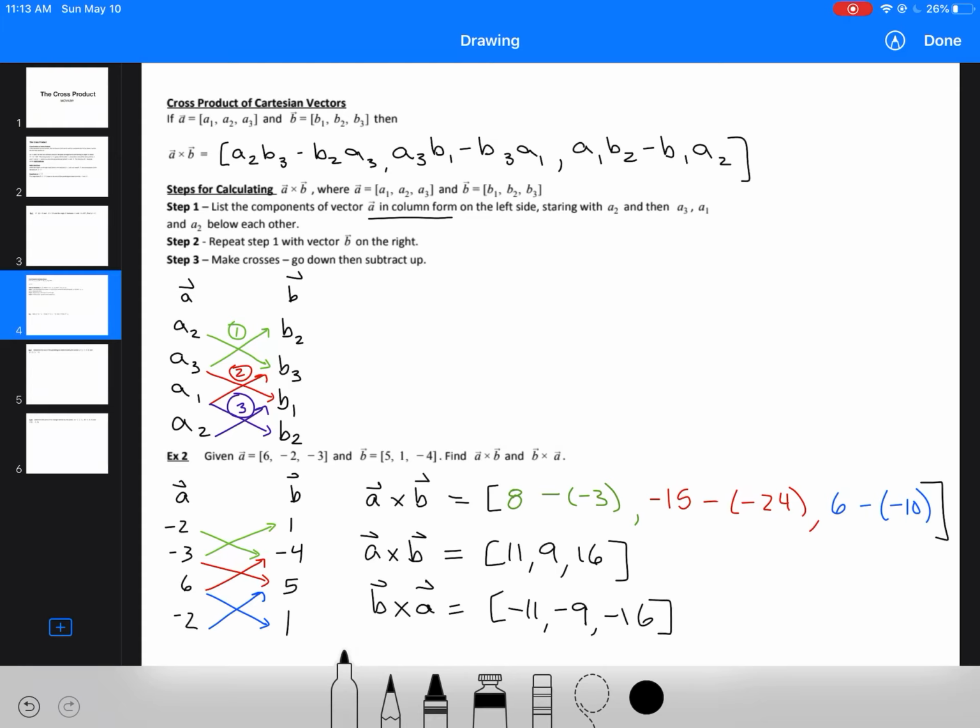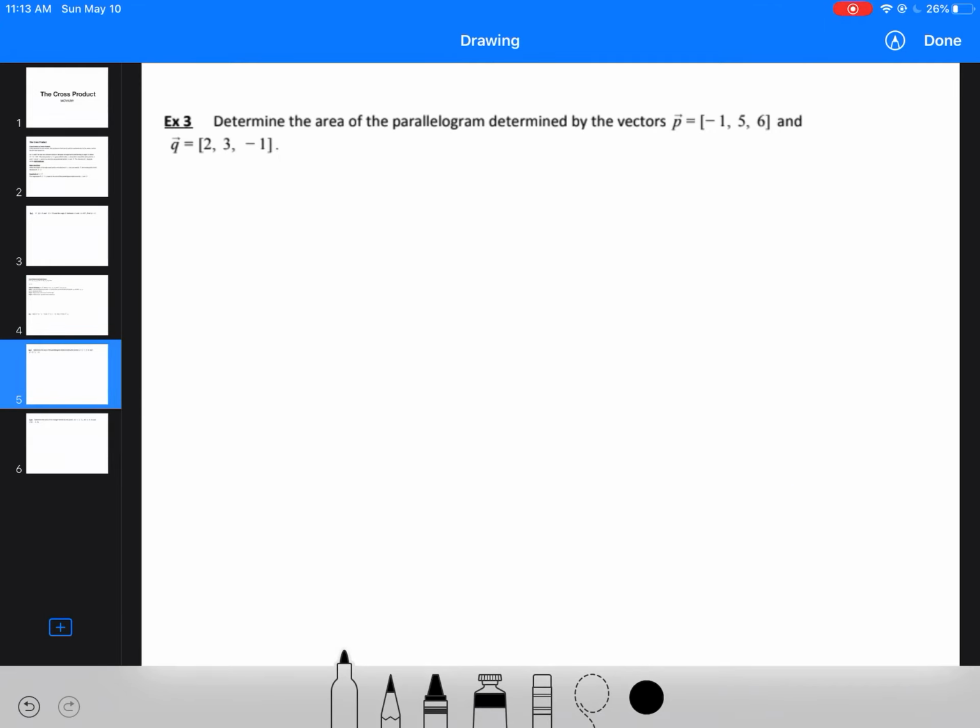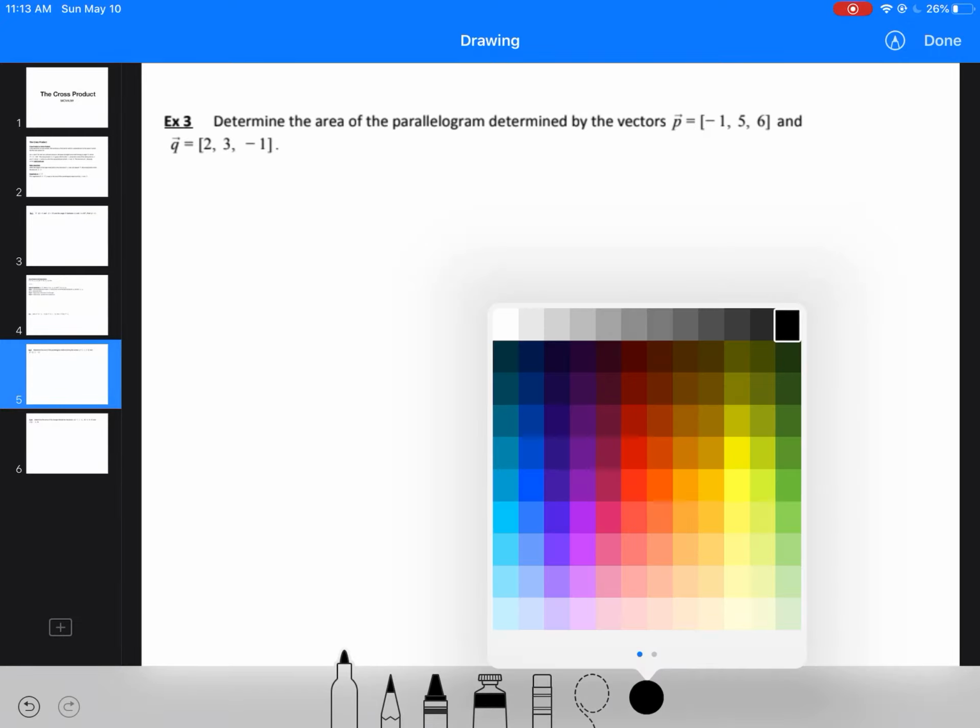Okay, which means that your vector C that's created is actually in the opposite direction, which makes sense when you think about how you get the direction using the right-hand rule. Let's try another one. Determine the area of the parallelogram determined by the vectors P, (-1, 5, 6), and Q, (2, 3, -1).